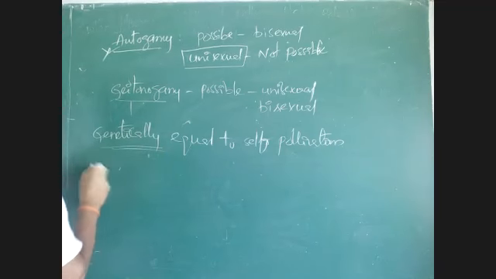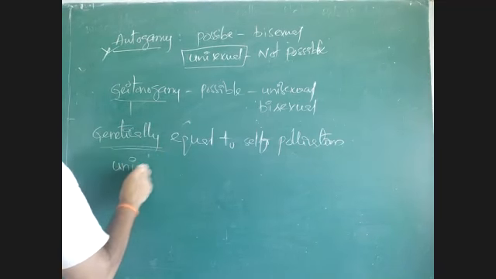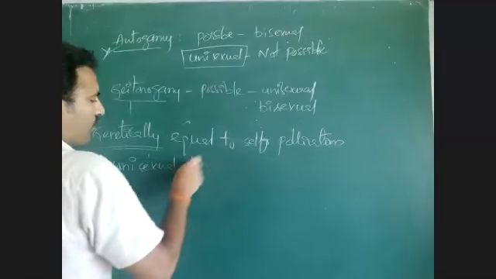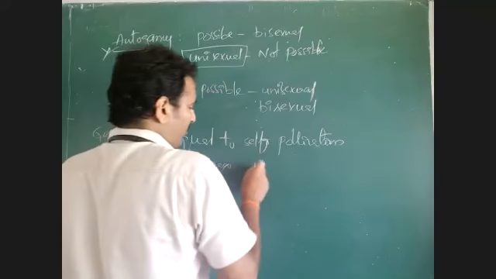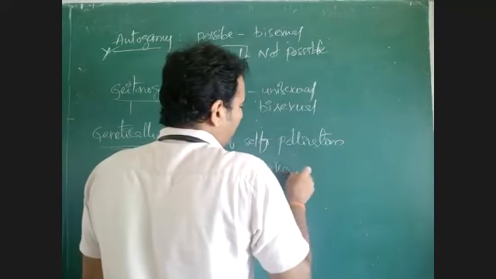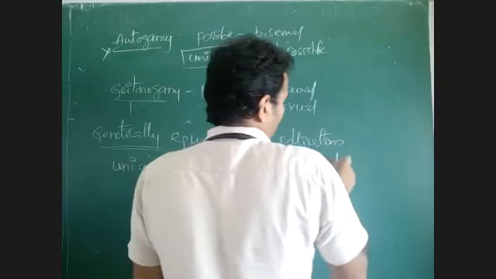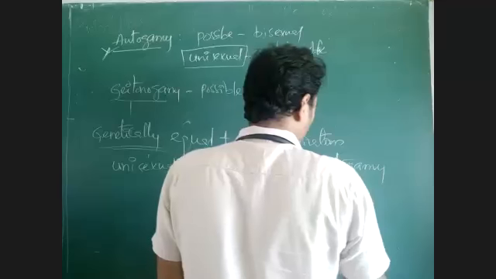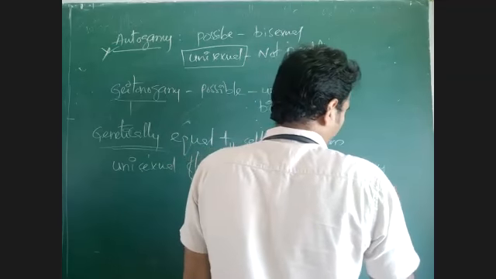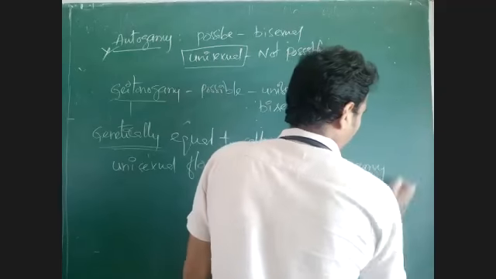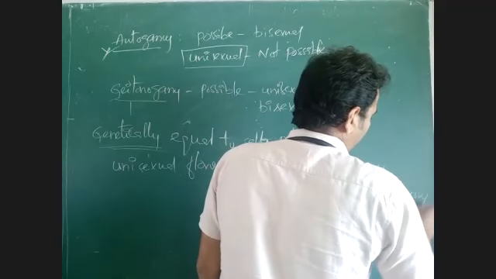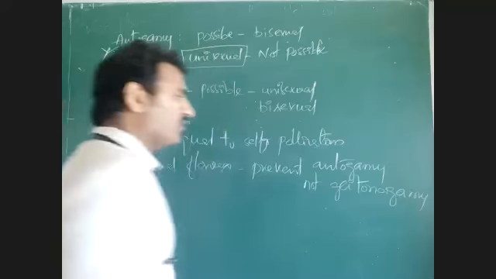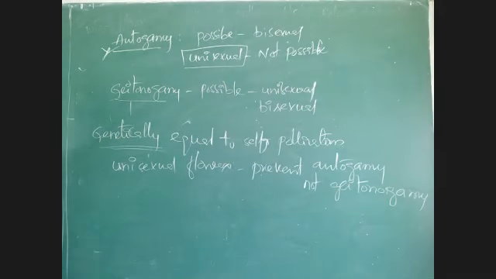First, unisexual flowers prevent autogamy but not geitonogamy. Unisexuality or unisexual flowers can prevent autogamy, they cannot prevent geitonogamy. That is one point. Okay.